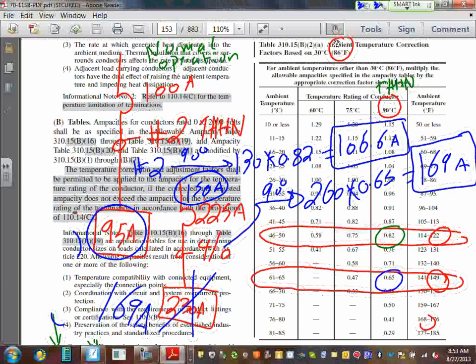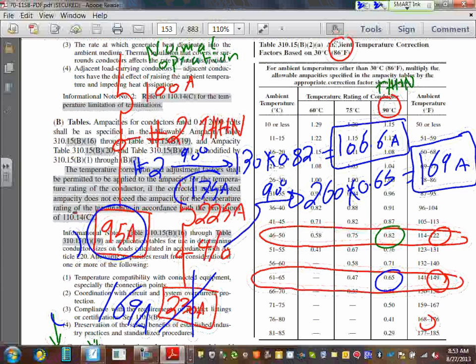Actually, the code allows you to go to the next standard. What's next standard after 169? 175. 175 amp. So now we went from a 225 amp to a 175 amp circuit breaker on this conductor just because the ambient temperature is different. Just because the ambient temperature is different.